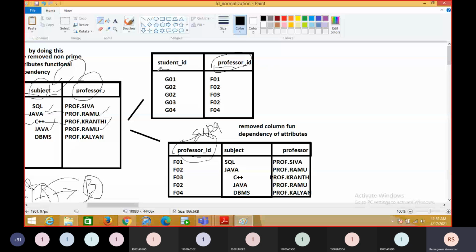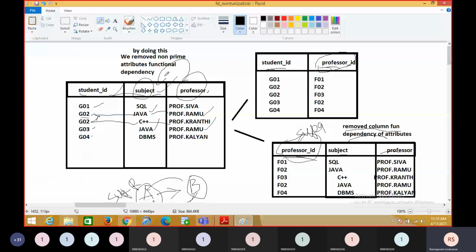So student ID and professor ID, and the other table, subject and professor. So professor depends on the subject, so I divided here. That means here we are removing column functional dependency of the attribute. Okay. So by doing this, we are removing non-prime attribute functional dependency. Non-prime attribute functional dependency we are avoiding here. That's what about BCNF. Okay.